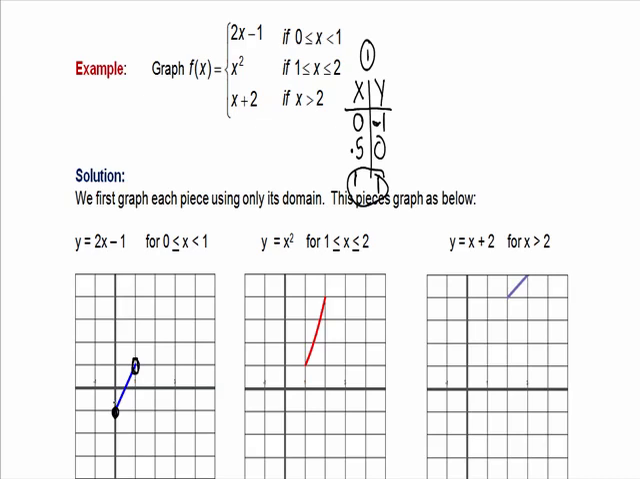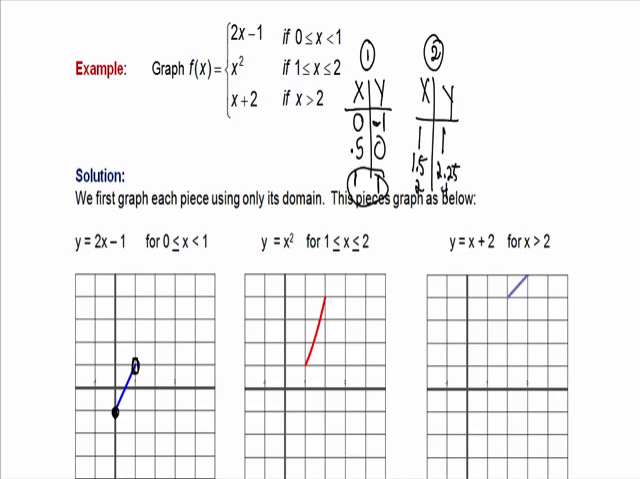Do the same thing for y equals x squared for the second piece. There's my x and y. So I can use 1 and 2. I could use 1.5 if I wanted to. I think I will. So I have 1, 1.5, and 2. I need to square each of those. That gives me 1, 2.25, and 4. And hopefully we'll recognize that's a parabola.